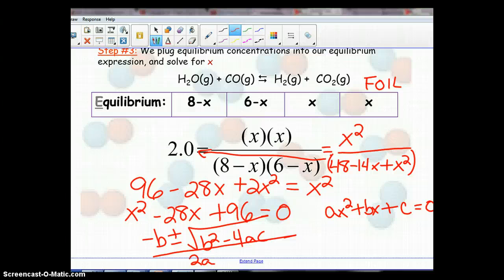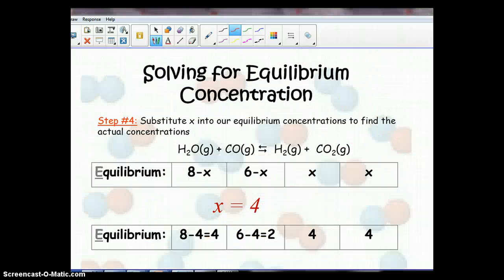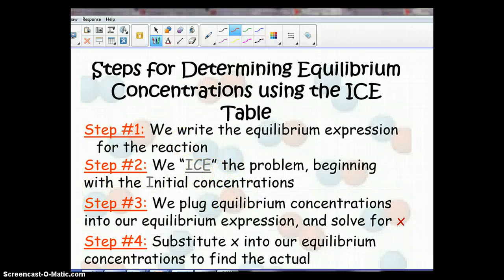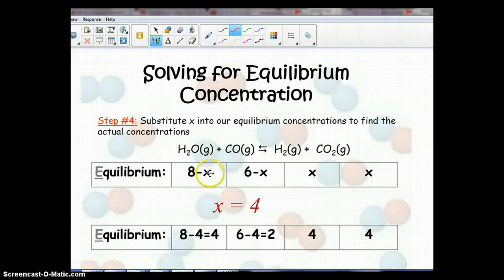Okay, so looking at the equilibrium, oh snap, my thing went flying through, didn't it? Hold on. Okay, there we go. Right slide now. So when you're looking at 4 or 24, 24 really didn't make any sense because 8 minus 24 or 6 minus 24 would have given us negative concentration values on our reactants. And negative concentration values are not possible. So 4 had to be the correct number.